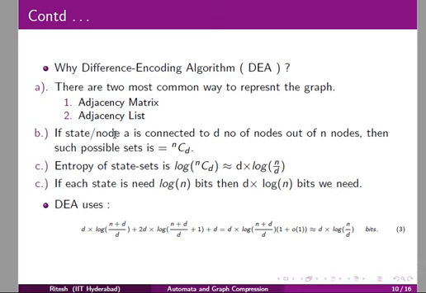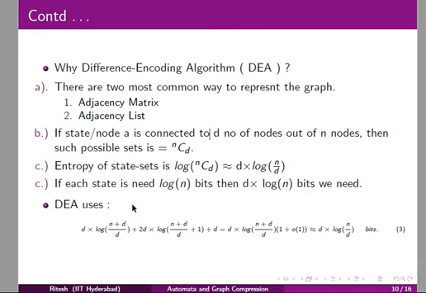So if node A is connected to node D, and out of n number of nodes, we are going to connect one node to D number of nodes. So the number of possible sets is n choose D, and the entropy of the state sets is log of n choose D. This will be almost D into log of n by D. So each state needs log n bits, then D into log n bits we need to encode the entire D number of connections.